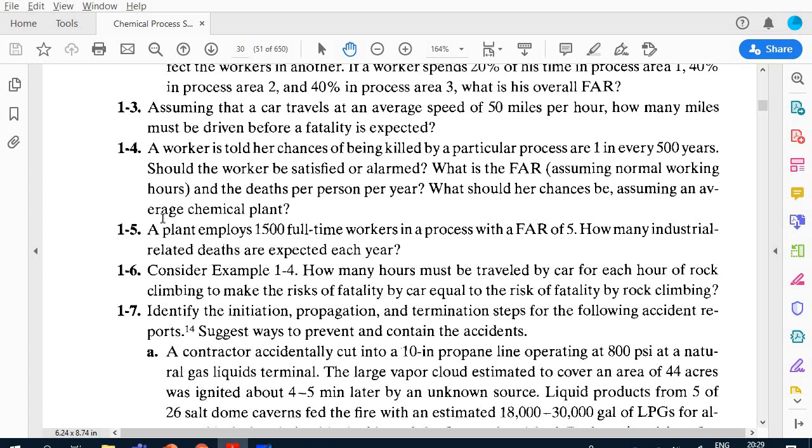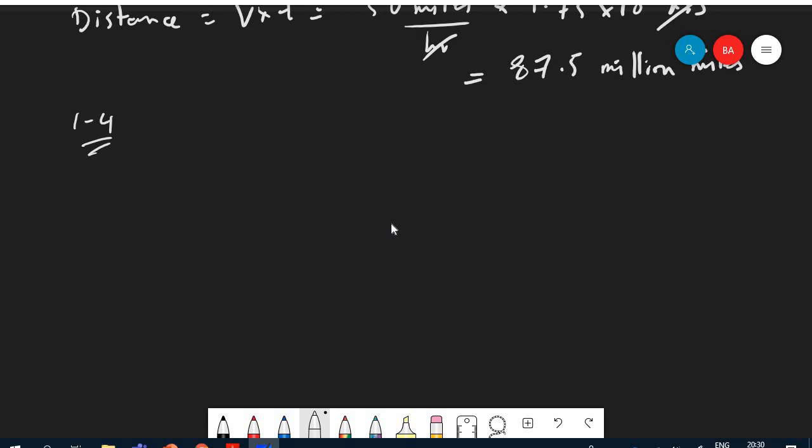The 2,000 hours per year is calculated by saying that I have 8 hours per day into 5 days per week, so that is 40, multiplied by 50 weeks per year, without the holidays. That is where it comes from. Let's go back: what is the FAR and the death per person per year? What should her chances be, assuming an average chemical plant? Great, so let's solve the problem.